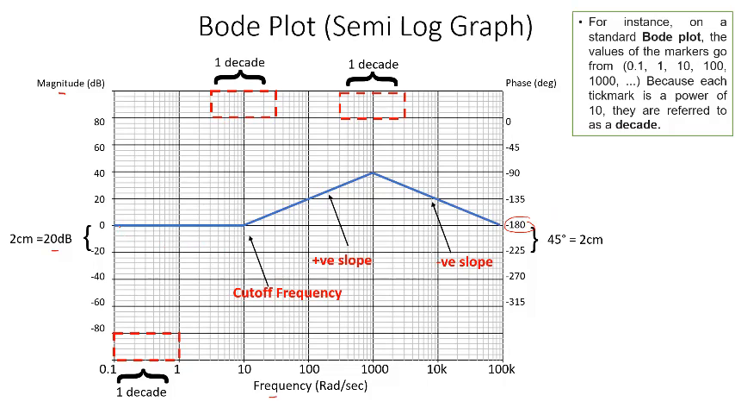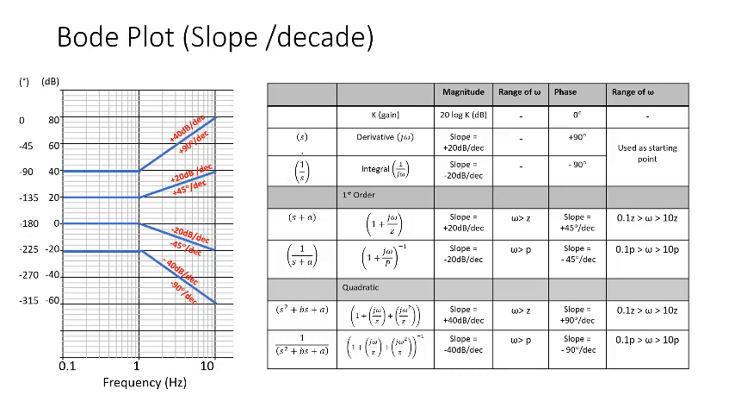In the Bode plot, we have a point which shows the increment or decrement of the slope. This is the cut-off frequency, also known as the corner frequency. There are positive slope and negative slope in the Bode plot. So now let's see the rules in plotting the Bode plot on the semi-log graph paper.